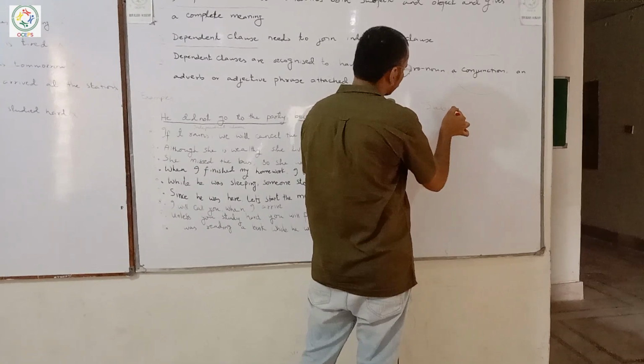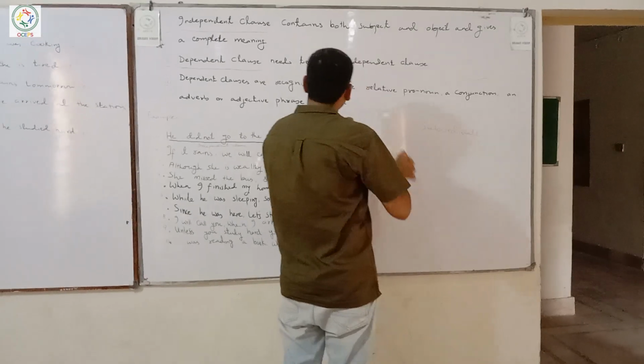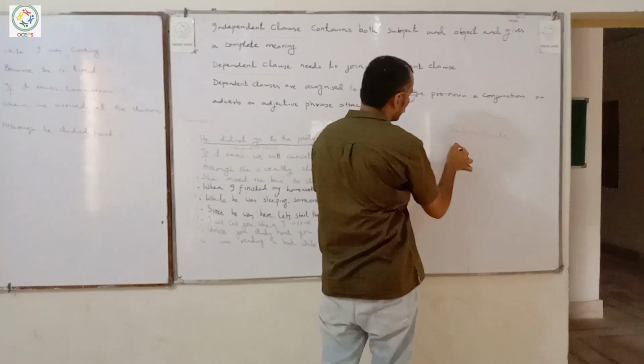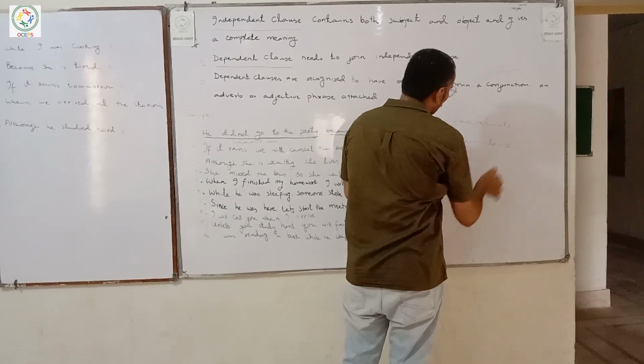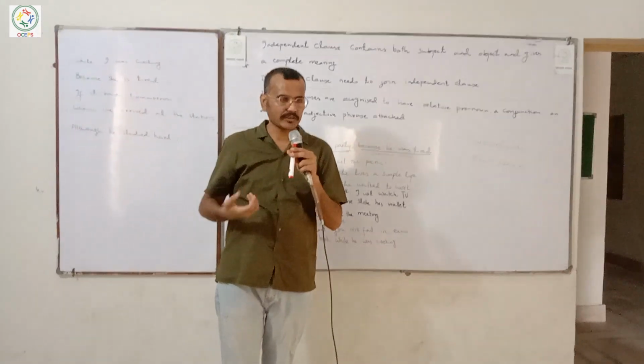So another name of the dependent clause is subordinate clause. And another name of the independent clause is, you can say, main clause. So today I am teaching you main clause and the subordinate clause, or independent clause and the dependent clause.